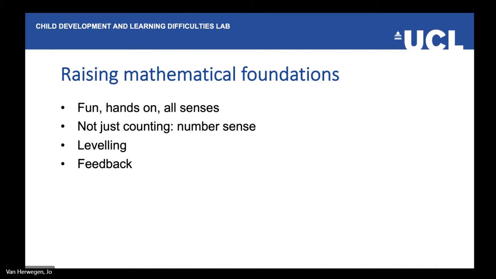Children's mathematical abilities improved. I also have shown that, to improve children's mathematical ability, especially in the early years, it's not just about counting, but if you improve children's number sense, so their understanding of how amounts and numbers relate to each other, as well as their estimation ability, it will improve children's overall mathematical outcomes. I hopefully have shown that leveling matters.